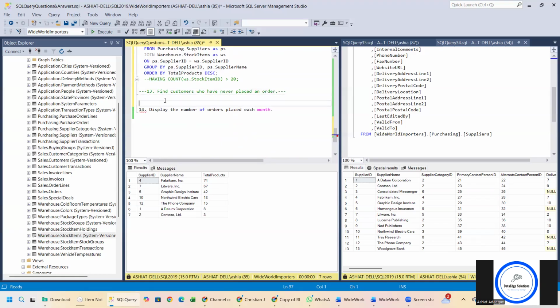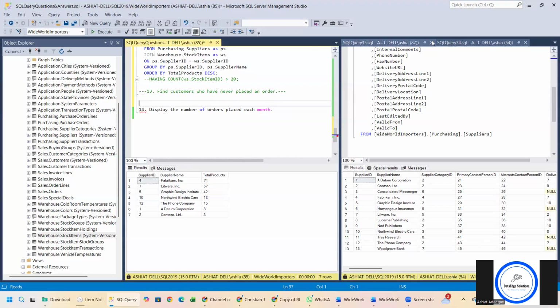So question 30: find customers who have never placed an order. Never placed an order. So we'll take Sales.Orders. Customers who never placed an order.